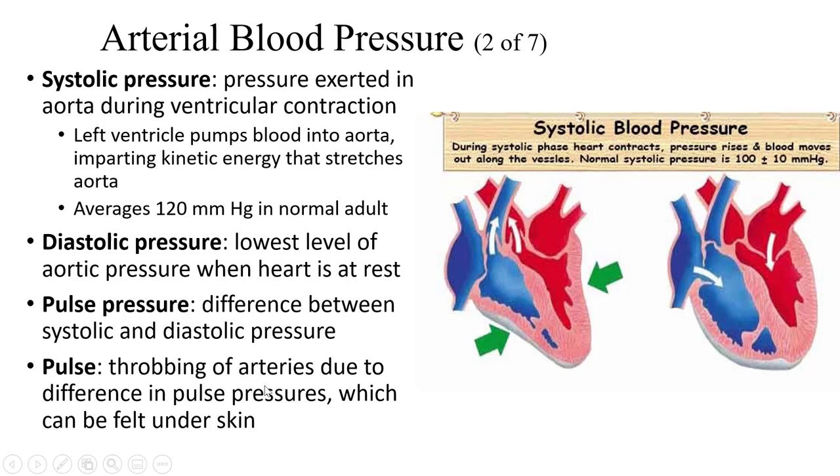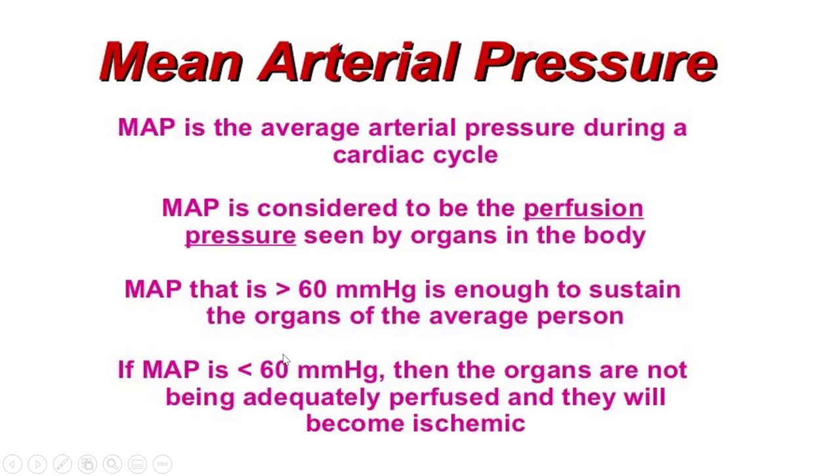Pulse itself is the throbbing of arteries due to the difference in pulse pressures, which can be felt under the skin. And you have many pulse sites, and these pulse sites are arteries that are located closer to the skin, and you can actually feel how it's pulsating. So the most popular among the pulse sites will be your radial pulse. And that's exactly how healthcare providers could manually count the number of beats, or your heart rate, by taking your pulse.